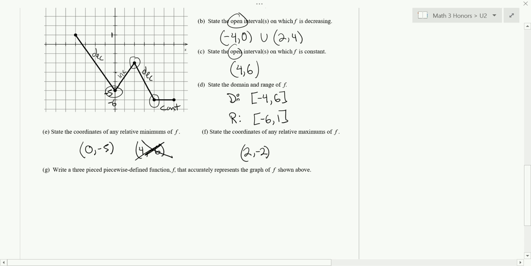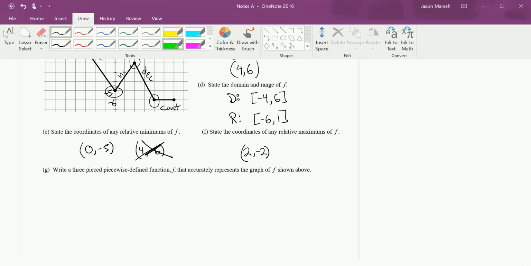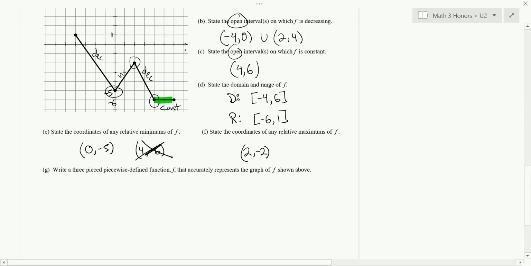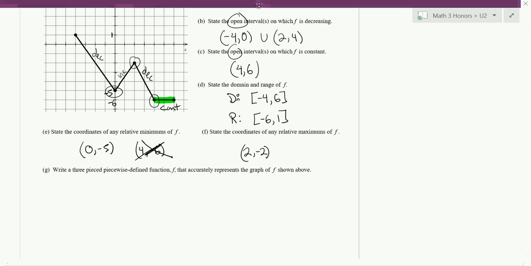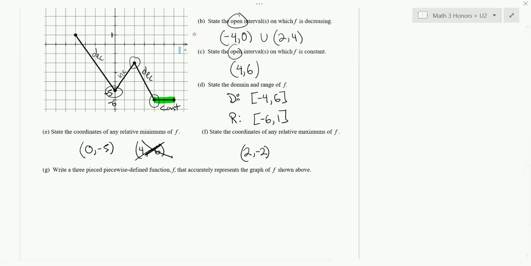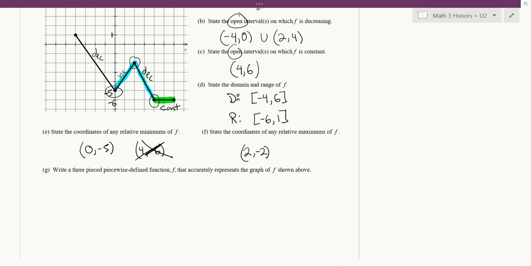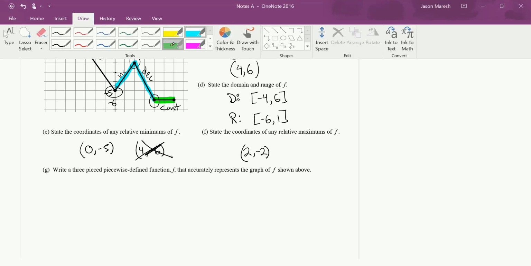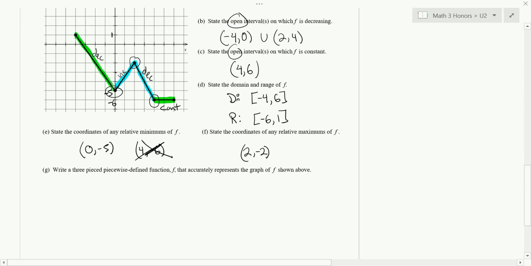piecewise function, and you have to decide how to split these pieces up. Now, got a constant one there. Okay. Can I do this? Can I have this be the absolute value, and this one just be another line? Why not?